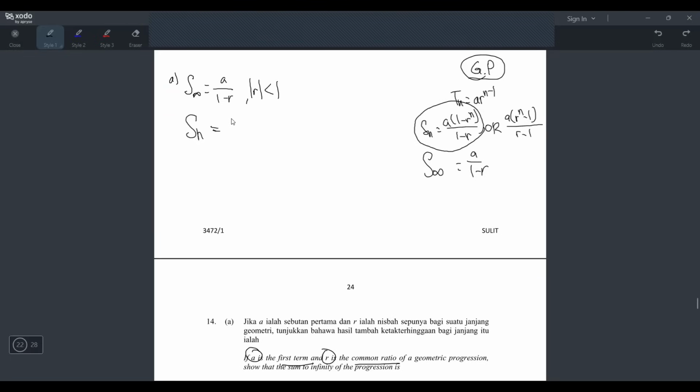So let's write down the Sn formula: A bracket 1 minus r power n over 1 minus r. And then how do we show it for S infinity? What is infinity? Infinity is a very big number. Very, very big, so big that you cannot press it in your calculator. That's why it's called infinity.